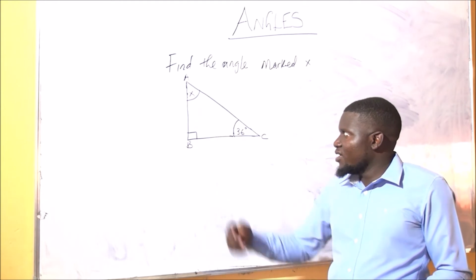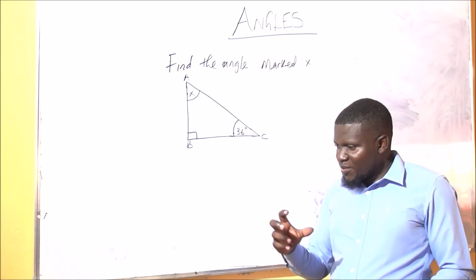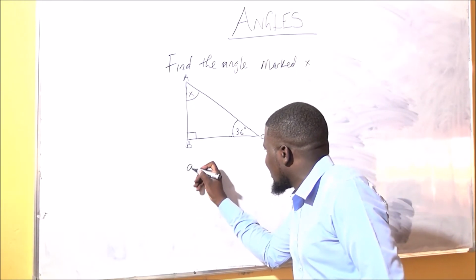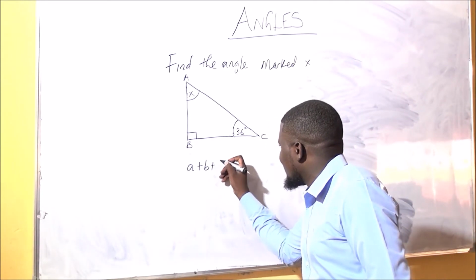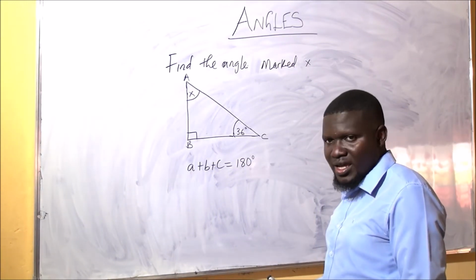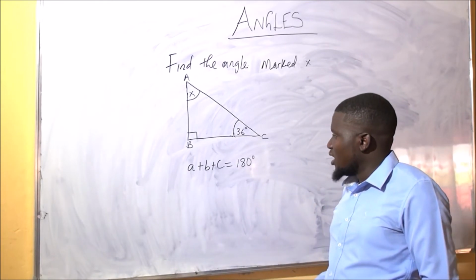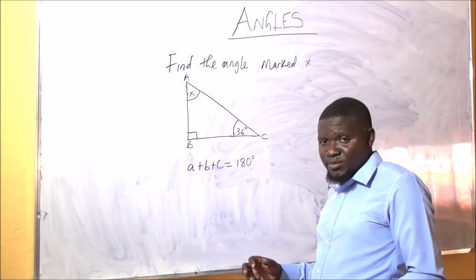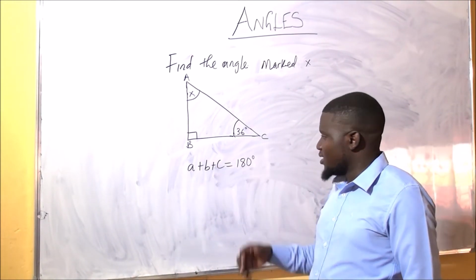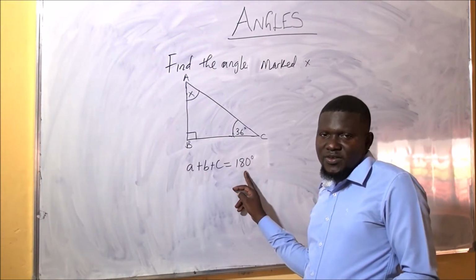How do we find the angle at that point? Remember that the sum of the angles inside the triangle is equal to 180 degrees. The angles inside the triangle sum up to 180 degrees. The angle at A, the angle at B, and the angle at C. When you add all these angles together, you are going to get 180 degrees.